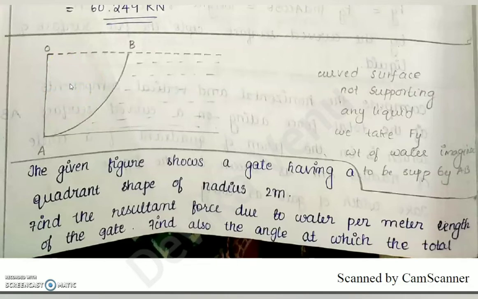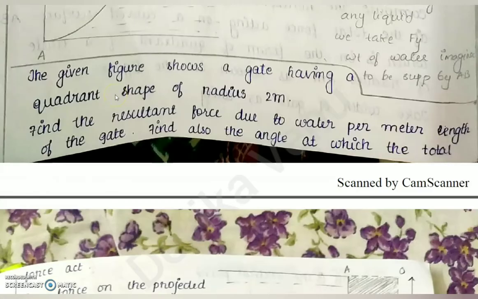Okay, so again you have to remember that it is a curved surface, so you have to find out the Fx value and Fy value. Fx value is nothing but the force on the projected area on the vertical plane. So there is no difference in that, and we will see how it is done.